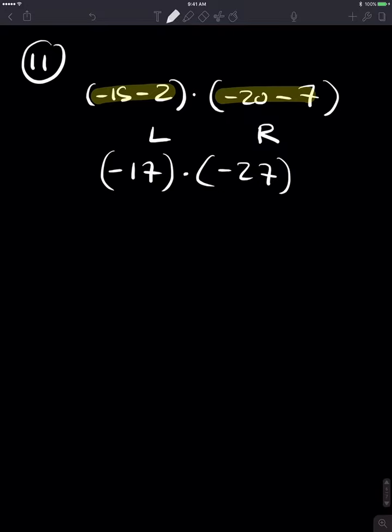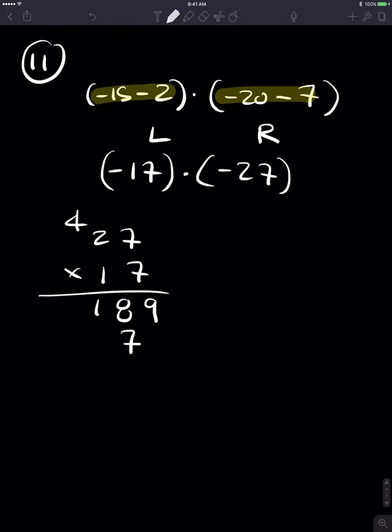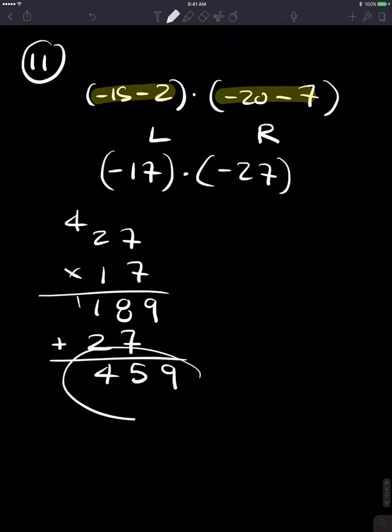But I'm going to have to do some work. I'm going to have to multiply 27 with 17. 7 times 7 is 49. 7 times 2 is 14. Plus 4, we get 18. 1 times 7 is 7. And 1 times 2 is 2. I'm now going to add, and I get 9, 15, and 4. My final answer is 459.